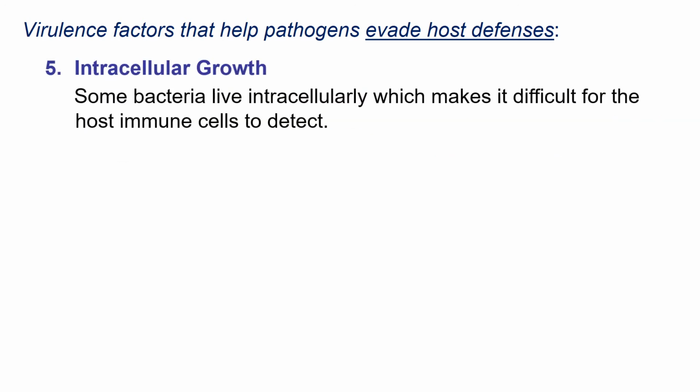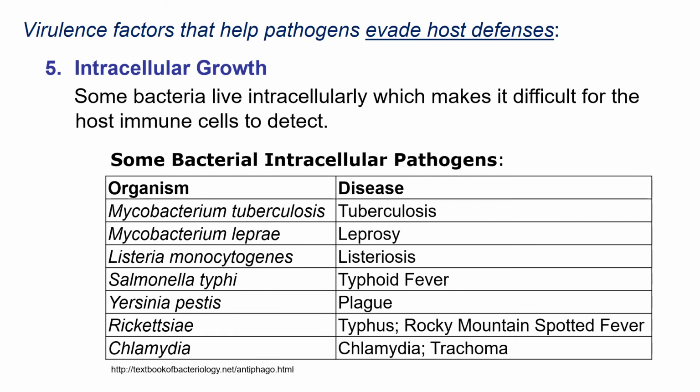Another way to evade host defenses is to hide, and so you can hide inside the host cell. Intracellular growth is a good way to hide from the immune system. Here's a list of a bunch of organisms that do this. You can see Mycobacterium tuberculosis right here. There's another mycobacterium that causes leprosy. Listeria is a good example. Salmonella, Yersinia pestis that causes plague. Rickettsia, we're not really talking about that in this course. And chlamydia, which is a sexually transmitted infection.